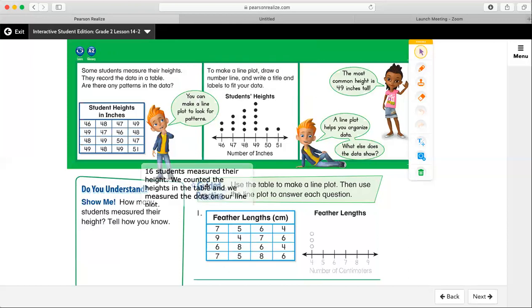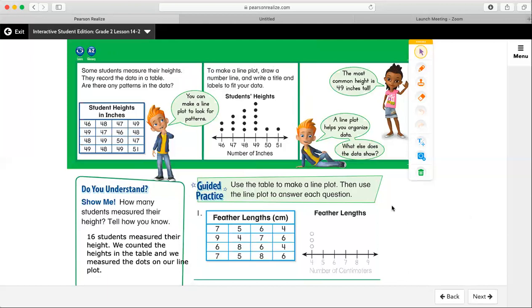If you would like to pause your video now so that you can write something similar in your Do You Understand box, please feel free to pause now.